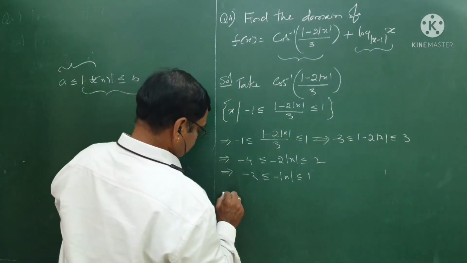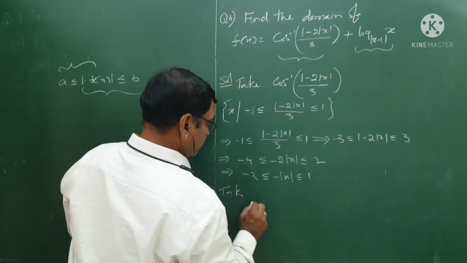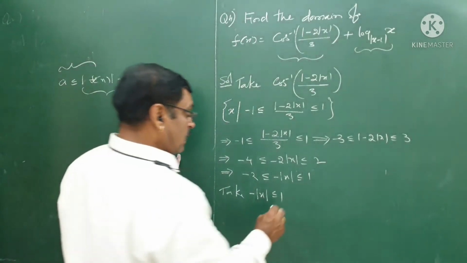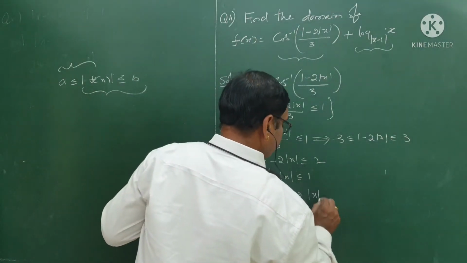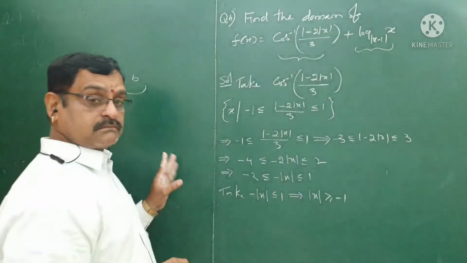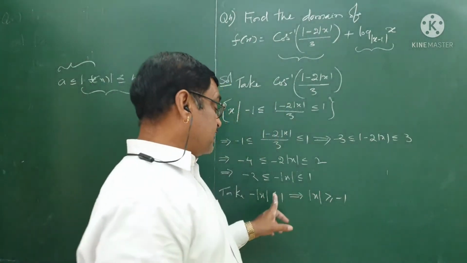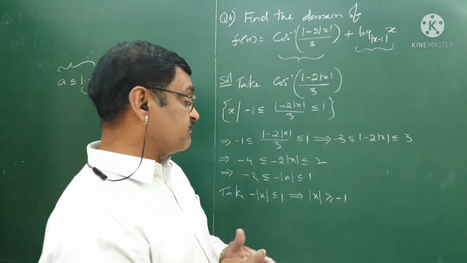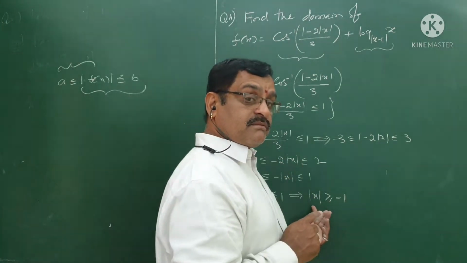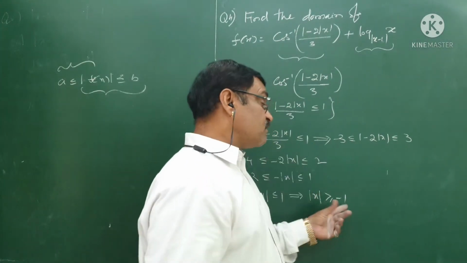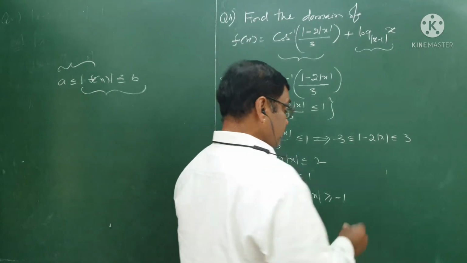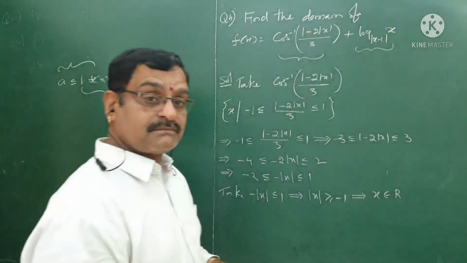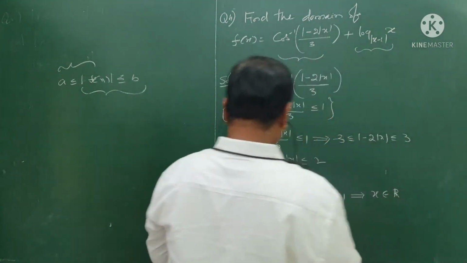So first I'll take minus mod of x less than or equal to 1. This implies mod x is more than or equal to minus 1, because when you multiply both sides by a negative sign, less than or equal to changes to greater than or equal to. Now if you observe carefully, mod x is always positive, and a positive number is always more than minus 1. So in this case, my solution is x belongs to the real number set. That is point 1.